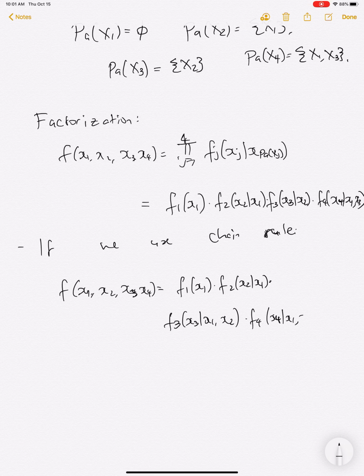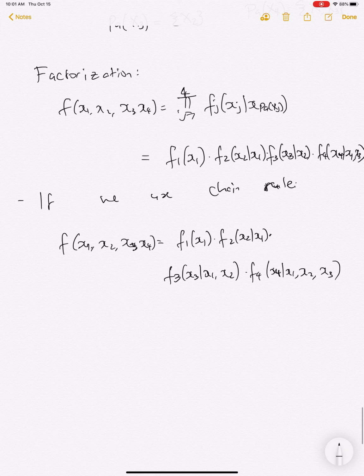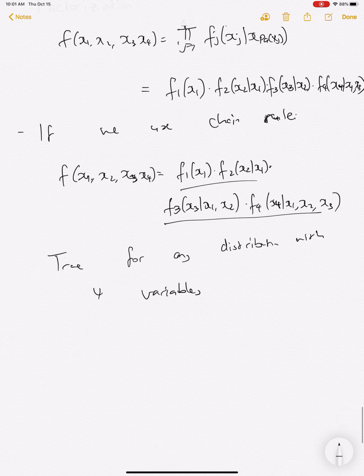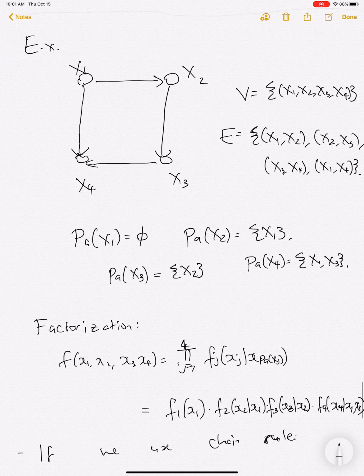So this would be true for any distribution with 4 variables. So one thing to note here is what's the difference between this expression here and what we see for the DAG. You'll notice that this x1 is missing, and then here we have this x2 missing here. And this comes back exactly to the DAG structure.